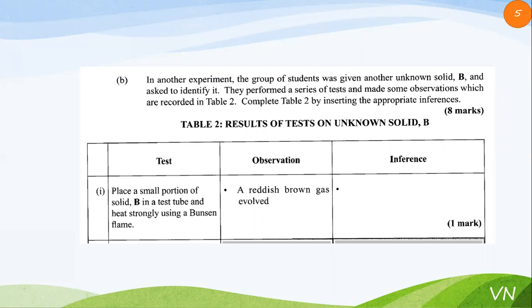So for the first part here, it tells us that we place a small portion of this unknown solid B in a test tube. We heat strongly using a Bunsen flame. The observation is that a reddish brown gas evolved. So for 1 mark, there are again some possible answers. So you tell me what is your answer, and then we'll go through if you have one of those correct responses or expected answers.